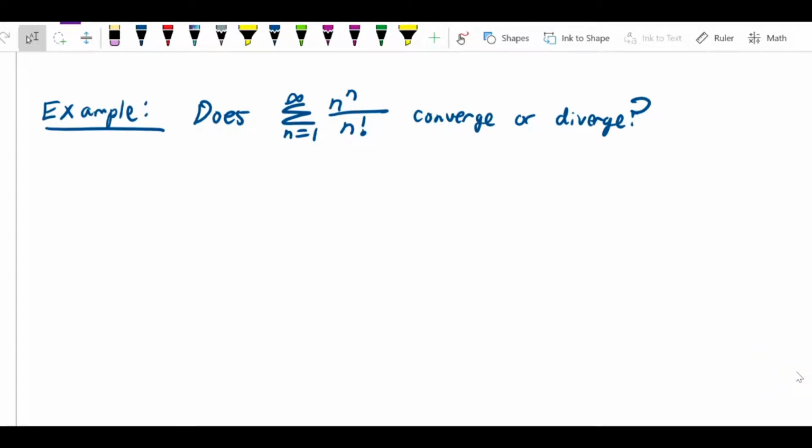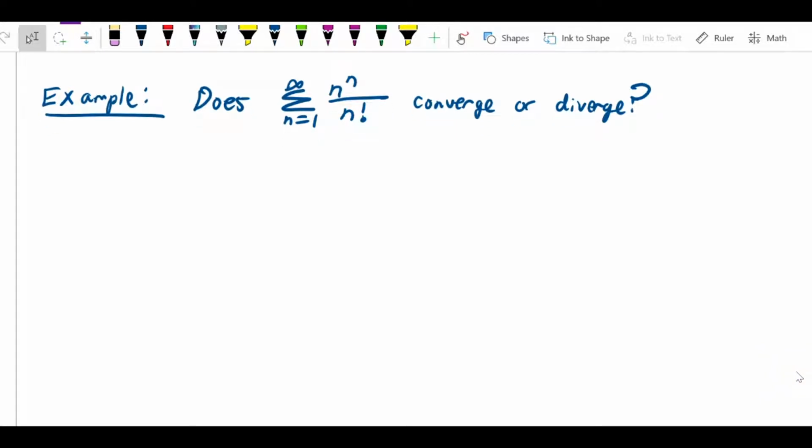So this is one of my favorite examples, is to ask, does the sum from n equals 1 to infinity of n to the n over n factorial converge or diverge? These are both just two almost unimaginably large numbers you're talking about. If you imagine 1,000 to the 1,000th power over 1,000 times 999 times 998, etc. I mean, these are both just enormous numbers. And the fact that we have a test that can even give us an answer is kind of amazing. So let me show you how this works.